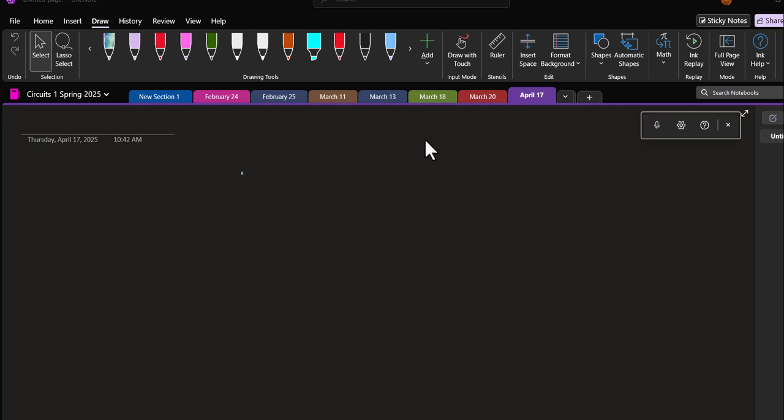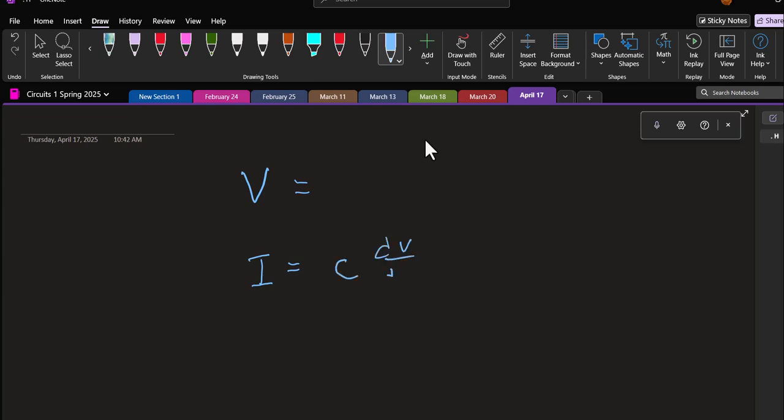What is the voltage, for a capacitor or an inductor? What formulas do you know for those things? So, what is the current across a capacitor? C dV/dt. And what is the voltage across an inductor? It's L di/dt.